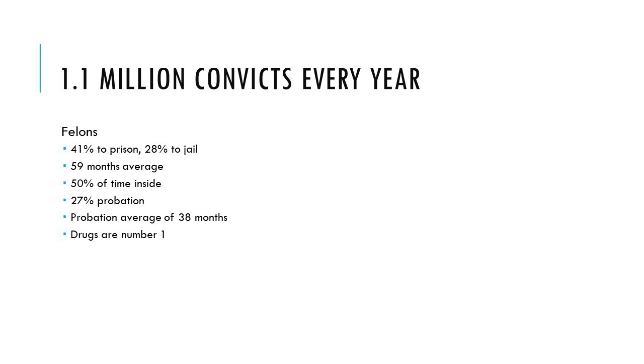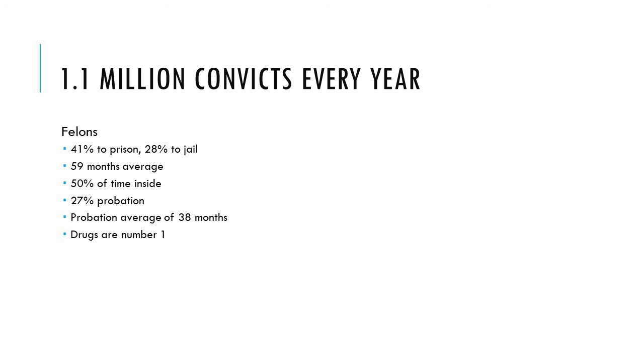The sort of rate that we see in terms of people being sentenced every year, we have about 1.1 million convictions every year as far as felonies go. Quite a bit more than that of misdemeanors and ordinance violations. About 41% of them go to prison, 28% go to jail. The average time for incarceration for a felony conviction is about 5 years. About half of that time is spent inside. The other time is reduced through good time, through early release from parole, things like that.